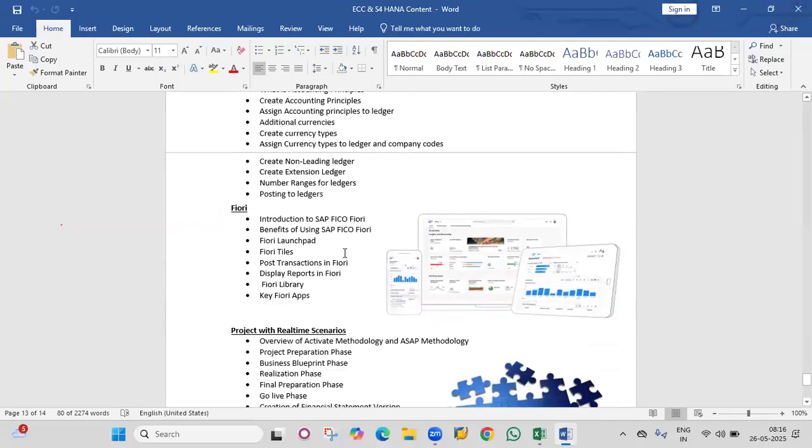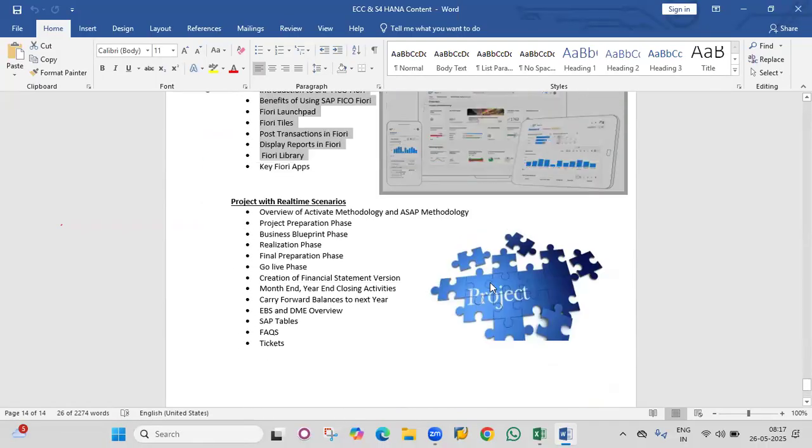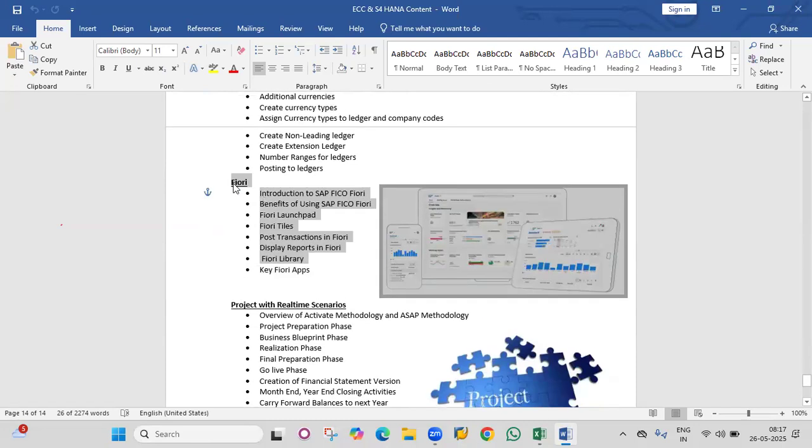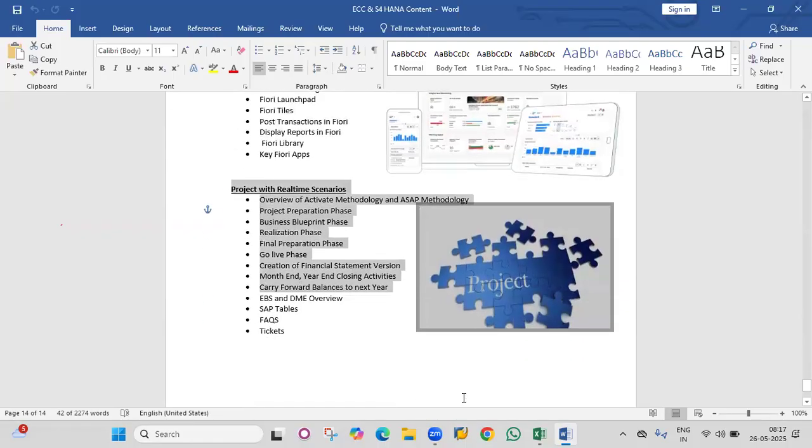Okay. So Fury is one of the new things in S/4 HANA. Up to here, our course will be completed, and I'll be giving you one project overview. How I have done my project, what are the stages that I was involved in, and how I prepared my documentations. Each and every part I am going to help you with in the real-time project.